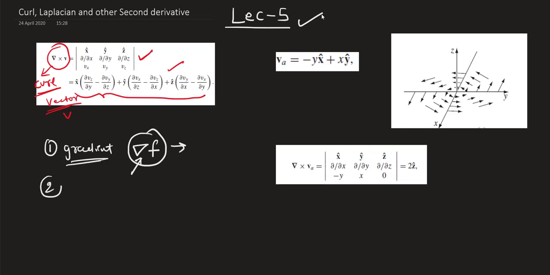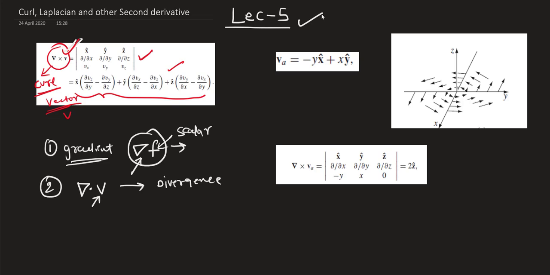And when you take the dot product, del dot some vector function, okay, now this is a vector, this f was a scalar in the case of gradient. When you take the dot product, it is our divergence. Yes, and when you take the cross product, this is what we call the curl.